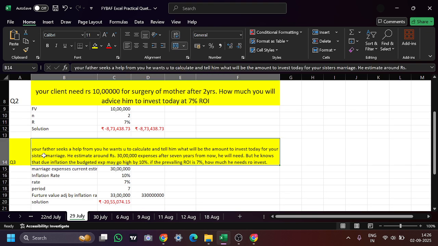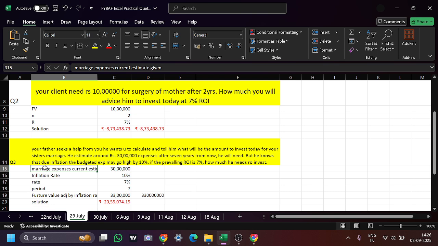Your father seeks help from you. He wants you to calculate and tell him the amount to invest today for your sister's marriage. He estimated around 30,000. Now the marriage expenses estimation given is 30 lakhs, for the expenses after 7 years from now.